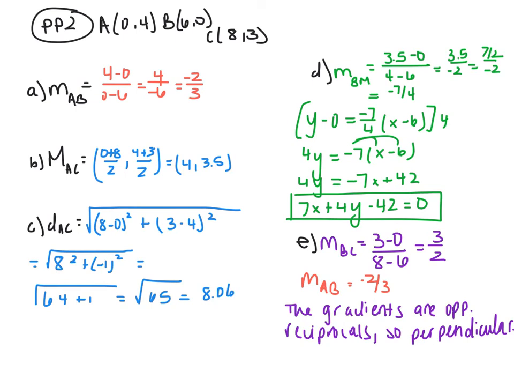Part E wants us to know if line segment AB is perpendicular to line segment BC. So we already found the slope of AB in Part A, that was negative 2/3. So we need to find the slope of BC. So again, it doesn't matter which order you subtract as long as y's are on top and x's are on bottom and the pairs match up. I did point C minus point B, so 3 minus 0 over 8 minus 6. You end up with 3 over 2. So we have negative 2/3 and 3 over 2. Those are opposite reciprocals, so therefore the two line segments are perpendicular to each other.